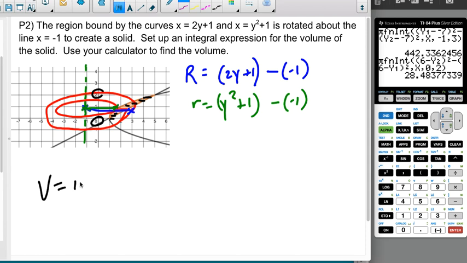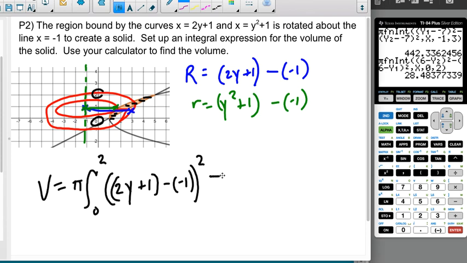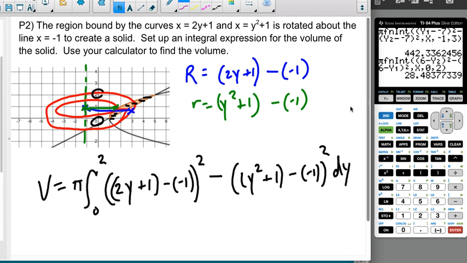So my volume is going to be pi, the integral from 0 to 2 of my big R squared, which is 2y plus 1 minus a -1 quantity squared, minus my little r squared, which is y squared plus 1 minus a -1 quantity squared, with respect to y. You don't have to clean that up. If you want to, you can, but again, you run the risk of doing something silly.